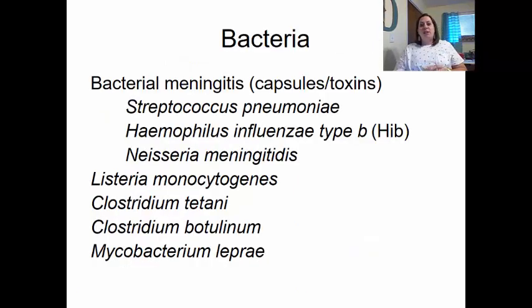So with bacterial infections, we see that there is bacterial meningitis. They are going to have capsules around them as well as producing toxins, and we just hit on these three, and we'll talk a little bit more about them in a minute. We also have, in the bacterial category, Listeria monocytogenes, Clostridium tetani, Clostridium botulinum, and Mycobacterium leprae.